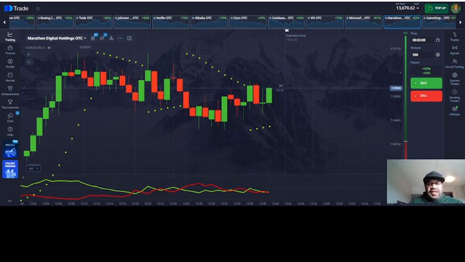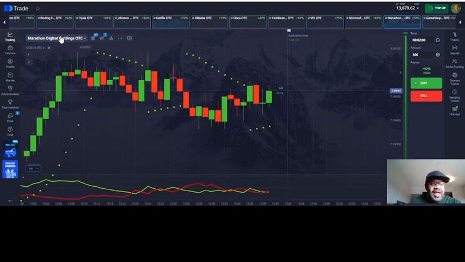Today I'm on the Pocket Option platform, and I'm going to be trading stock OTCs utilizing two indicators. The two indicators are the Parabolic SAR here, which you see the dots, and the ADX indicator, which you see these two lines here. I'm trading stock OTCs, being that it's the weekend. Only OTC assets are available on the weekends on the Pocket Option platform.